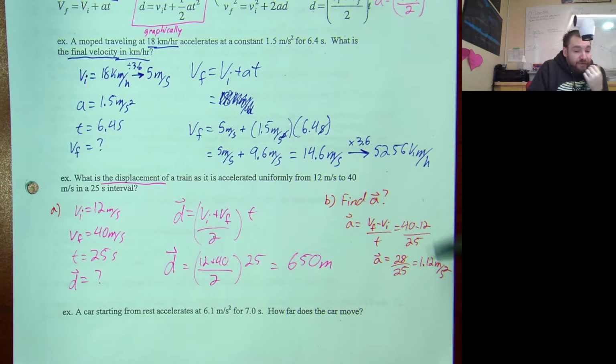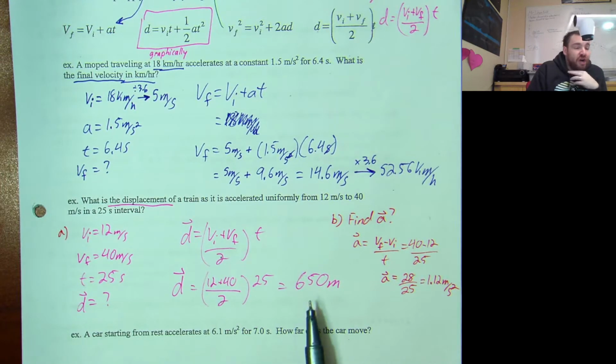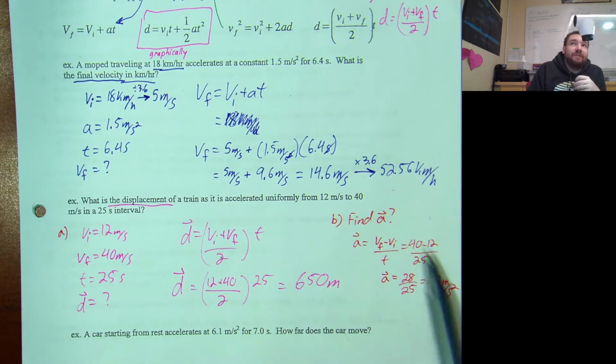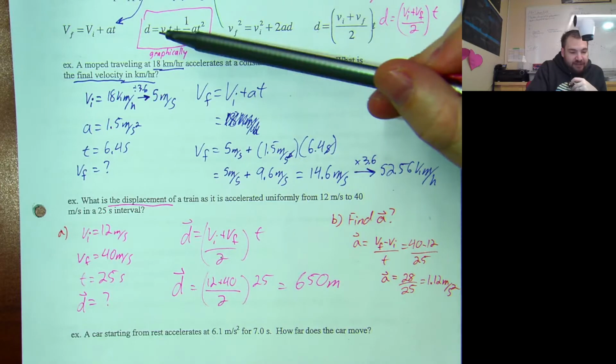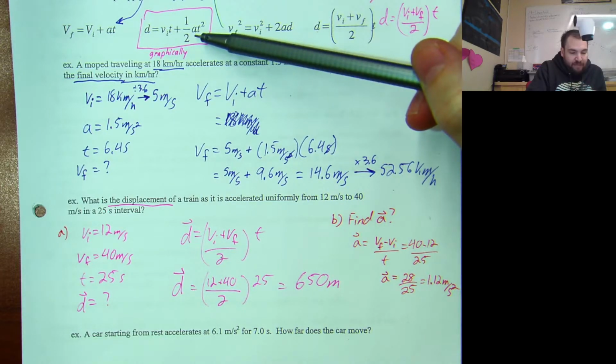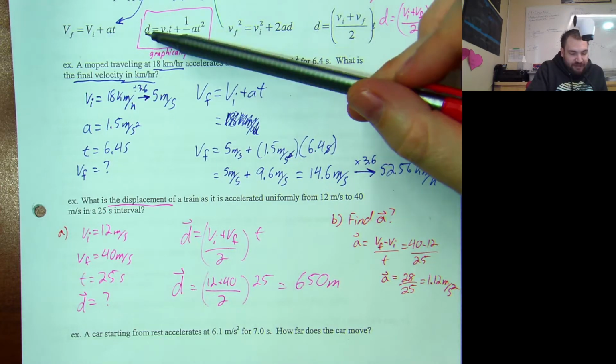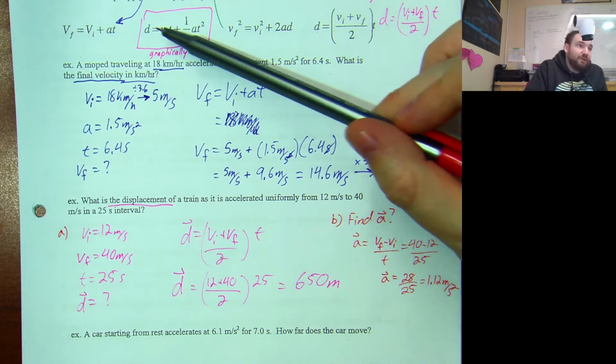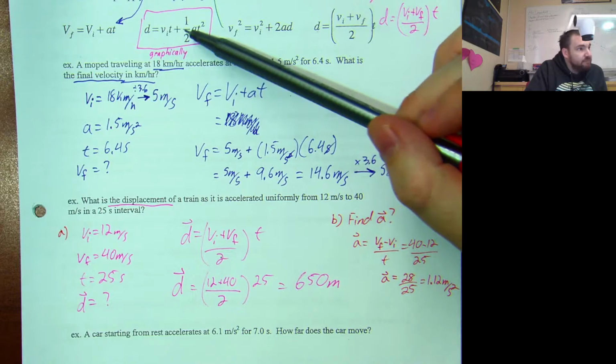We could have used either of the other ones too, because now all of a sudden we have D. And it's not only do we have D, it's a nice value we didn't have to round. 650 is just 650. It wasn't a bunch of decimals that we cut off. So we could use this result to go and find A too. I could have used this guy, D equals VIT plus half AT squared. I know T is 25, and I know D is 650 now. This one gets a little bit gross because it requires you to solve a quadratic formula.